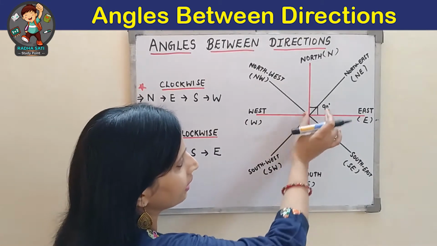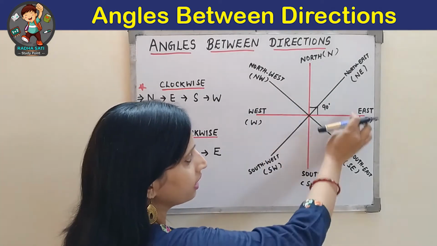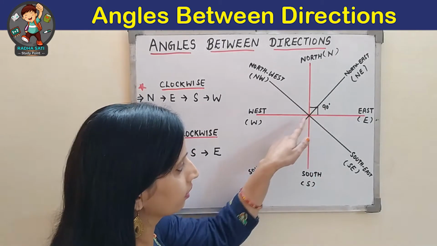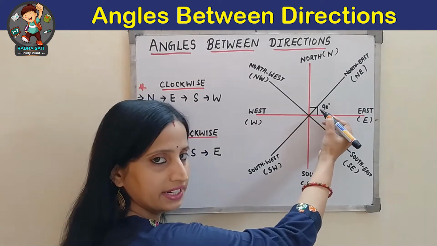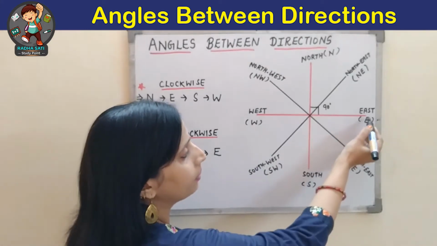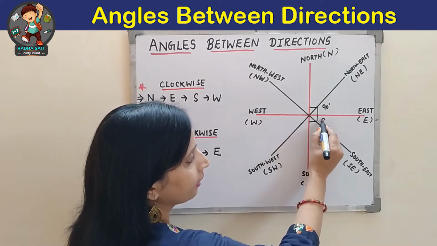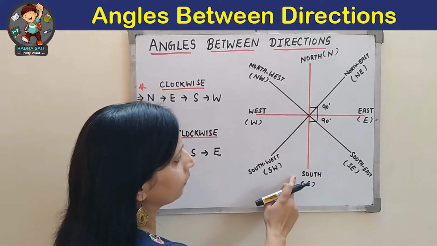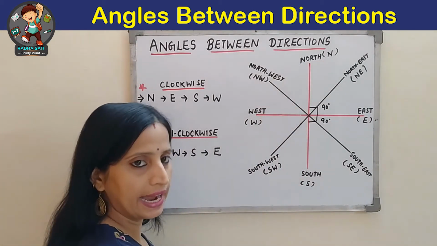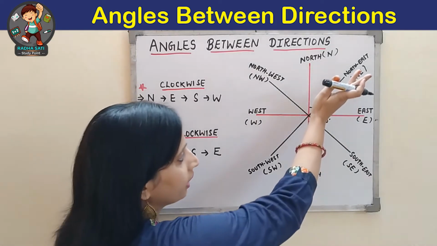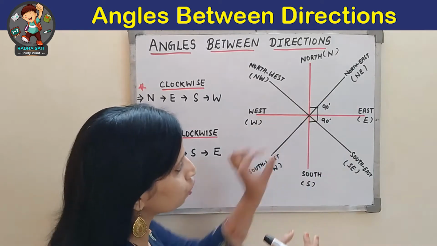As we can see here, these four directions, east, west, north and south, are perpendicular to each other. So the angle between north and east is 90 degrees. Similarly, the angle between east and south will also be 90 degrees. The angle between south and west will be 90 degrees, and west and north will be 90 degrees.